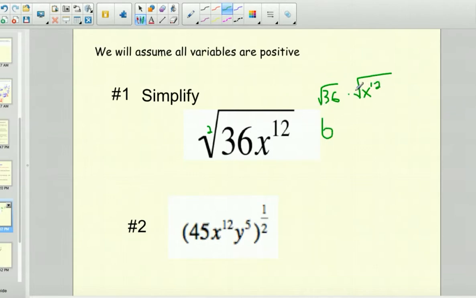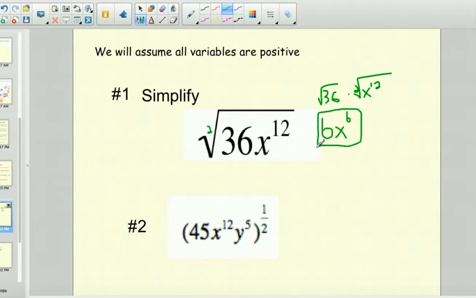The square root of x to the 12th, and this is what it's talking about. See how many times the index goes into the exponent. So 2 goes into 12 6 times. So we're going to pull out 6 x's, or x times itself 6 times. So the 6 is from this one. This exponent of 6 is because 2 goes into 12 evenly 6 times. That's what we say is like that nice radical. It went in nice and evenly, you're done.